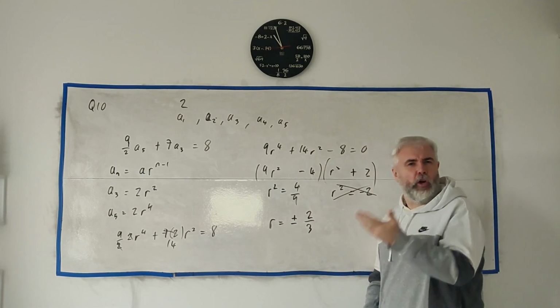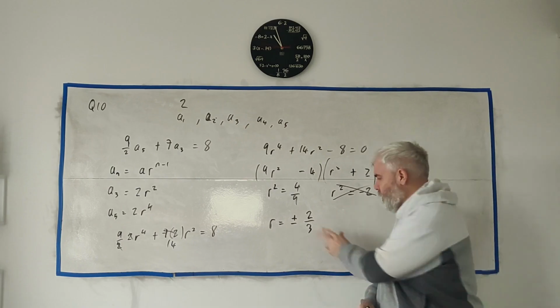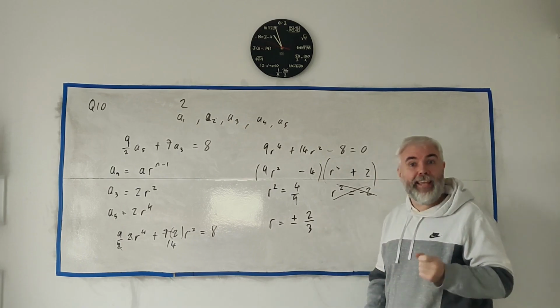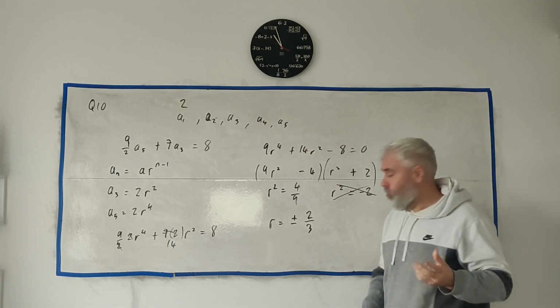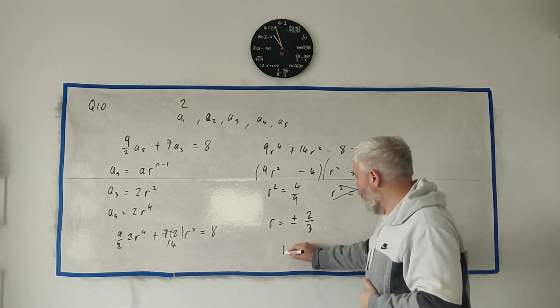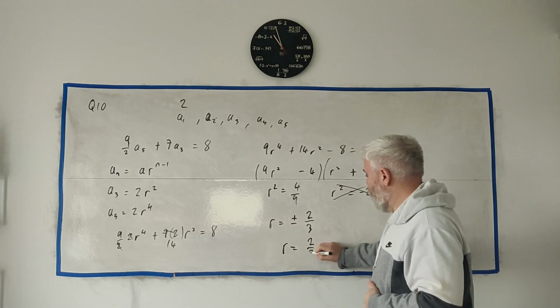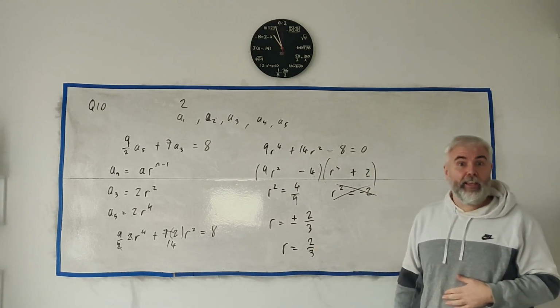Two answers. They only wanted one answer, so let's be careful. You're going to lose a mark for this. They tell you r is bigger than 0. They write that in the question. So that means r must equal 2 over 3. And that's the answer to part A.